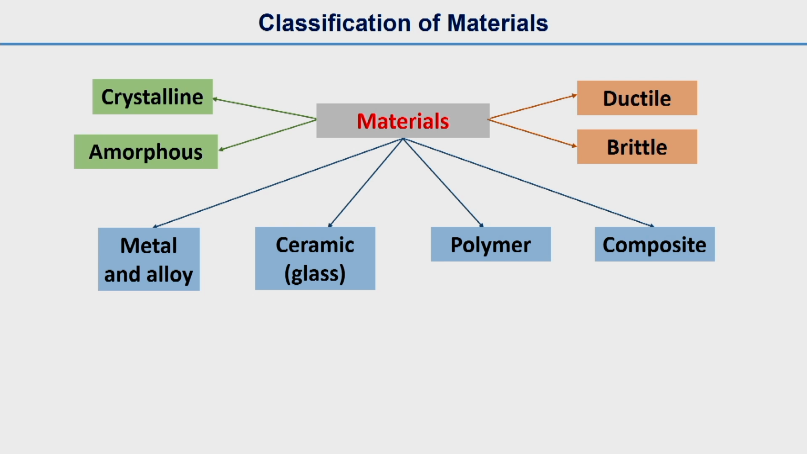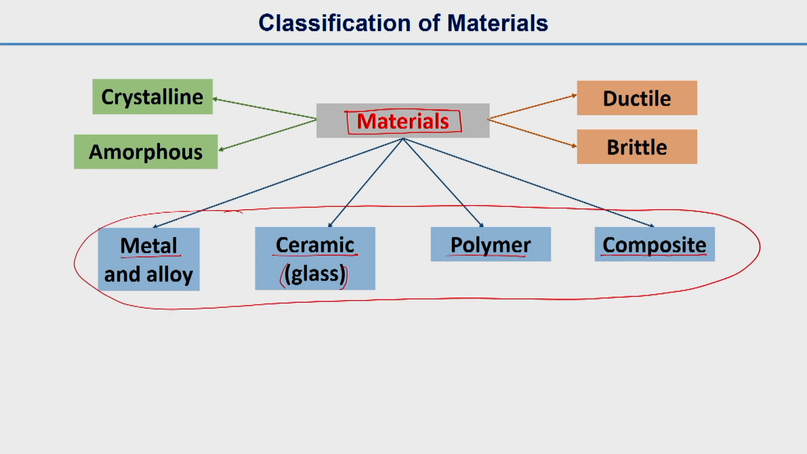So we will first discuss the classification of materials. The common classification of materials is metals and alloys, ceramics, which includes the glasses as well, and then polymers and composites, which are a combination of two or more of these three classes: metals, ceramics and polymers. This is one classification. Another classification is ductile and brittle, depending on the mechanical behavior of the material. And the other one is crystalline and amorphous.